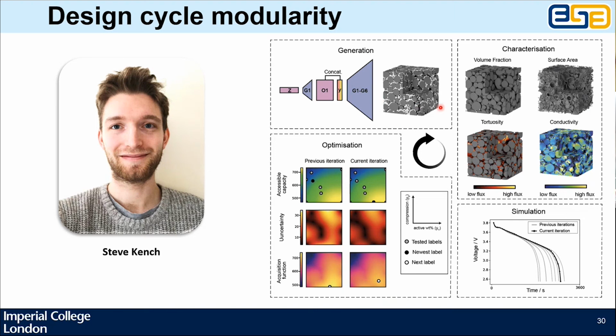Once you have generated a microstructure from a particular manufacturing setup, we can then pass this to our tau factor simulation suite, and it will then extract all of the relevant battery performance metrics, so volume fraction, surface area, tortuosity, and conductivity. And we can pass all of those to a battery simulation, so a classic P2D, Doyle-Fuller-Newman type model, which will then give us a prediction about the expected capacity of the cell under a particular condition.